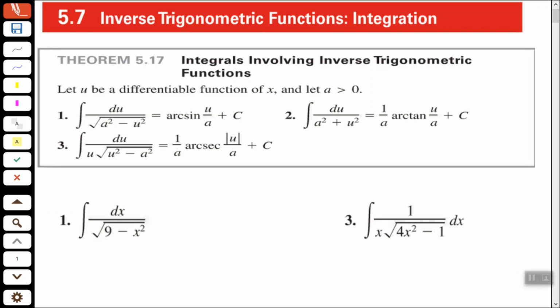The second one, the integral of du over a squared plus u squared equals 1 over a arctan of u over a plus c. And the integral of du over u times the square root of u squared minus a squared equals 1 over a times arcsecant of the absolute value of u over a plus c. So the first thing that we have to do is find the form that matches one of these three, and then use substitution. Let's identify the u and the a and then use substitution if possible.